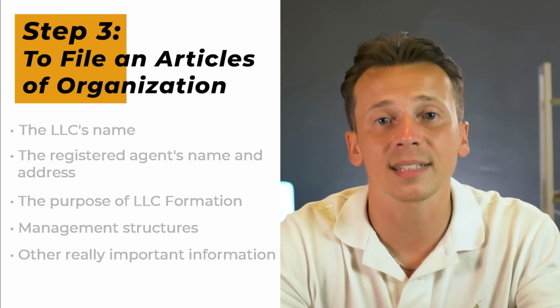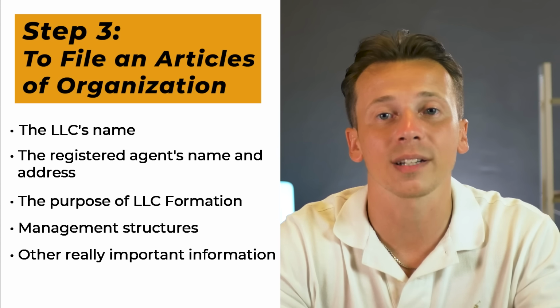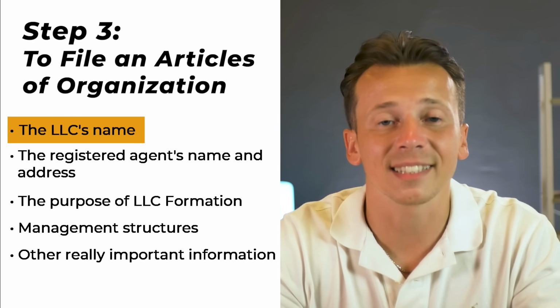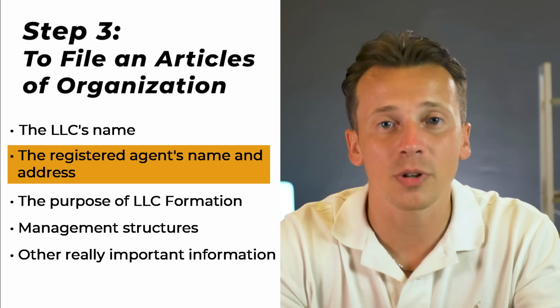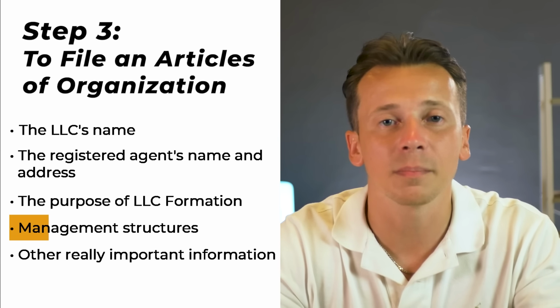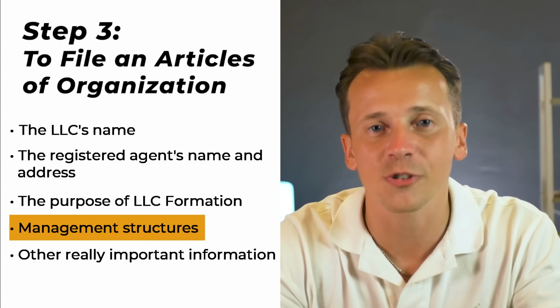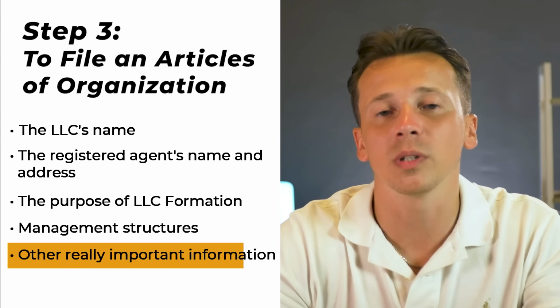Okay, so step 3 is to actually file your LLC articles of organization. This is going to include the LLC's name, the registered agent's name and address, purpose of LLC formation, management structures, so who are the actual managers of this company, and also a bunch of other really important information. Now, when it comes to the process of doing this, there are a couple of forms that you will need to know and to fill out.